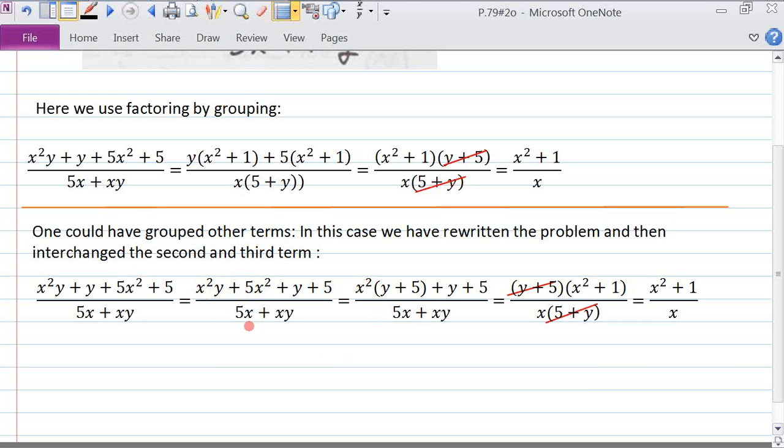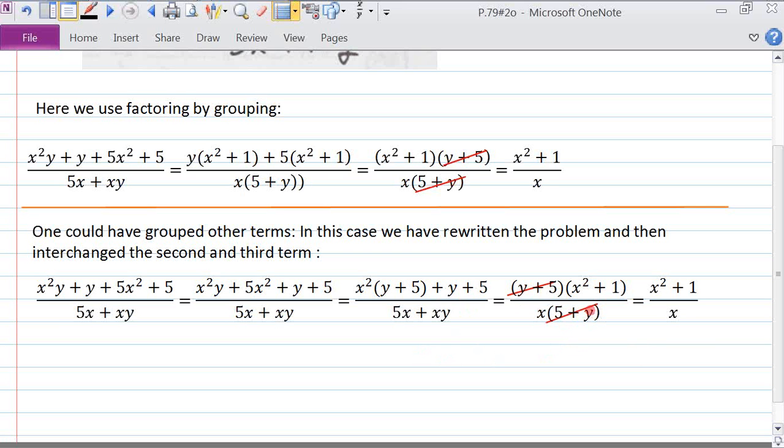X squared times y gives me x squared y. X squared times plus 5 gives me 5x squared. So now I have y plus 5 and y plus 5, which are common. Okay, so when I factor that out, I'm left with x squared plus 1. Because there's an implied 1 here, the only way that I'm going to get y plus 5 here is if I multiply y plus 5 times plus 1.